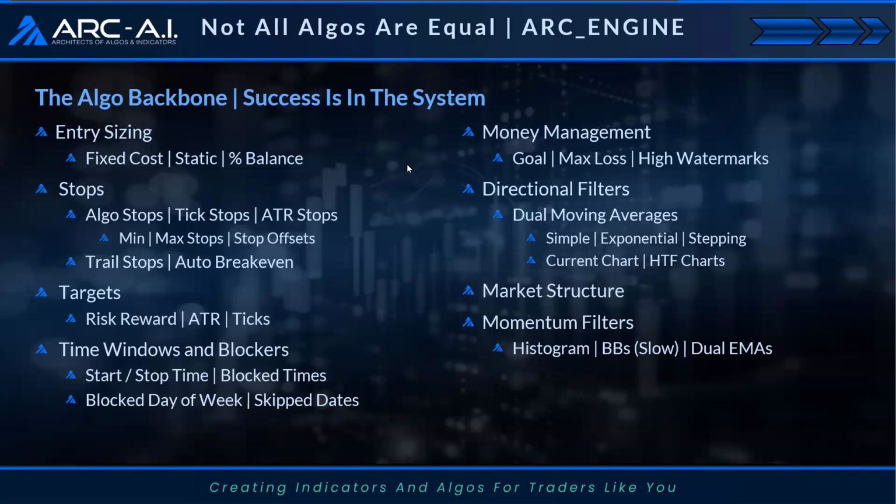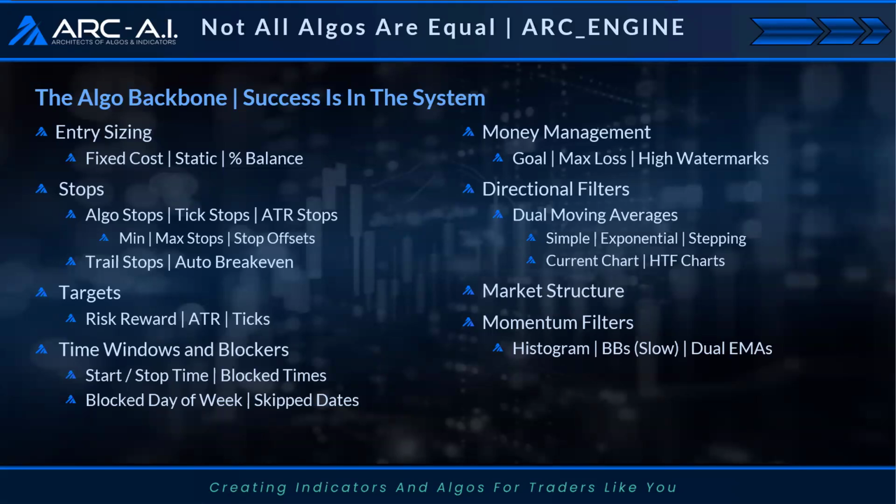There's a number of different factors in our algos that set us apart. There's entry sizing, which can be based on a fixed cost, a static number of contracts, or even percent of balance. So let's say you want to risk $500 per trade, $1,000 per trade, $100 per trade. You put that into the algo and the algo can actually size the position for you based on the number of contracts. Of course, if you just want to trade one mini, you can just trade one mini. Number of different options there.